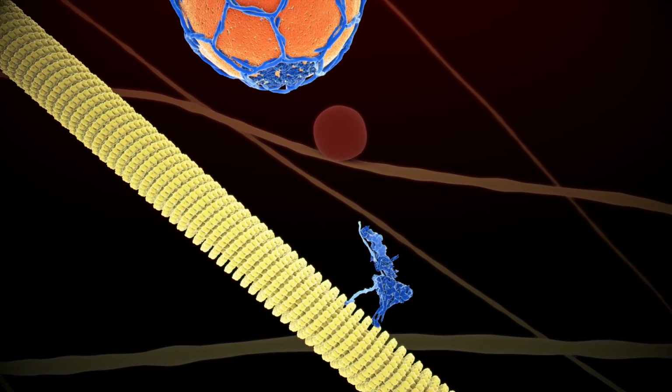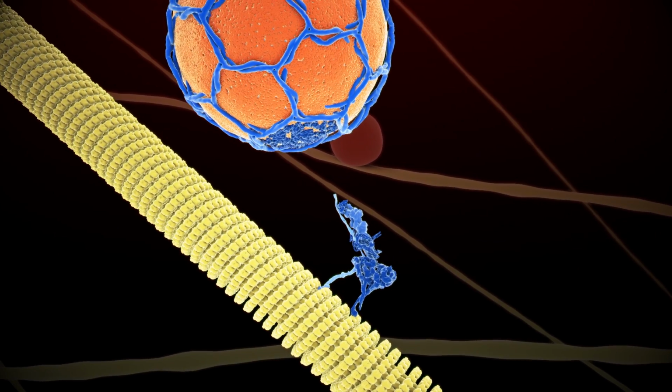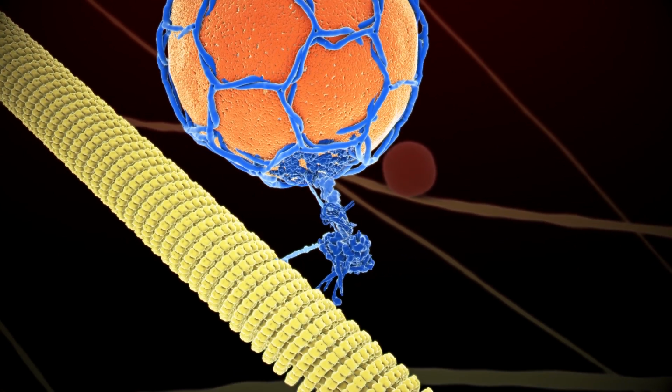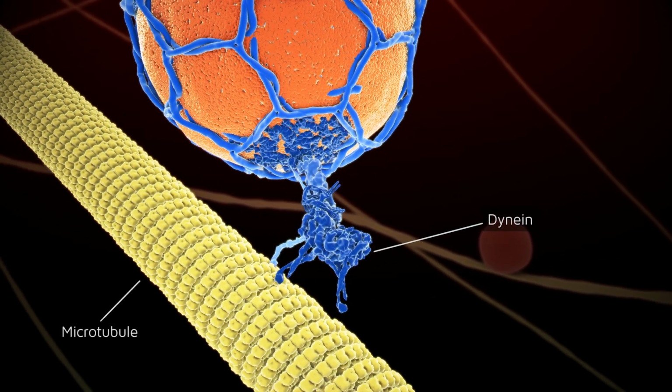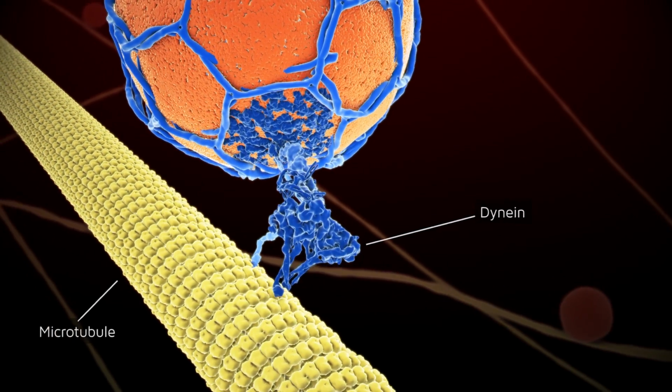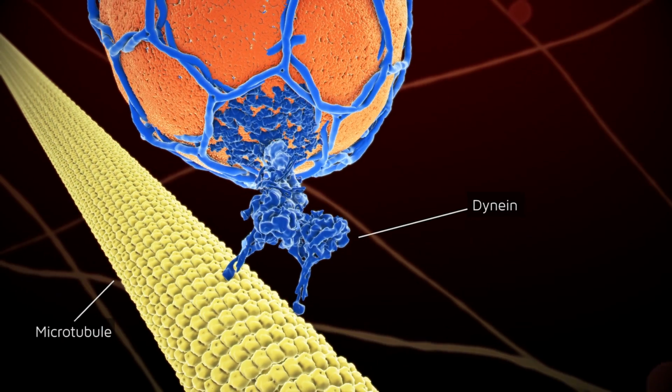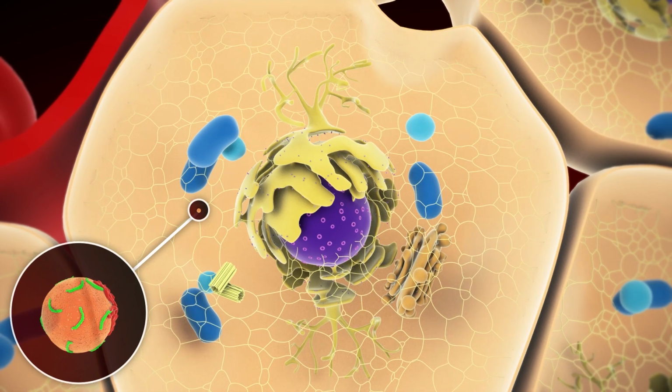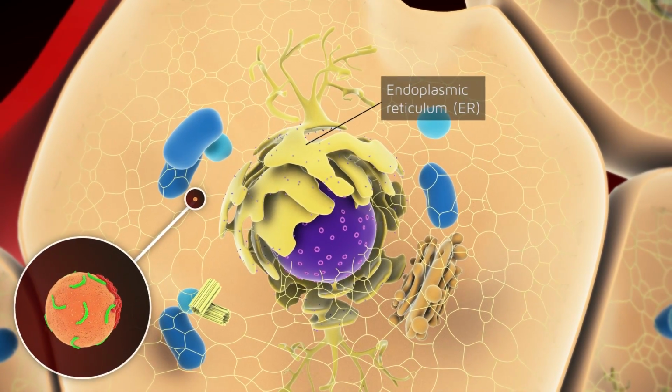After its release into the cytosol, the clathrin-coated vesicle interacts with the motor protein dynein. Dynein transports the vesicle by walking along microtubules to reach the endoplasmic reticulum area.